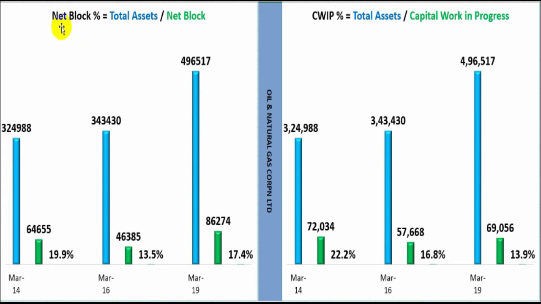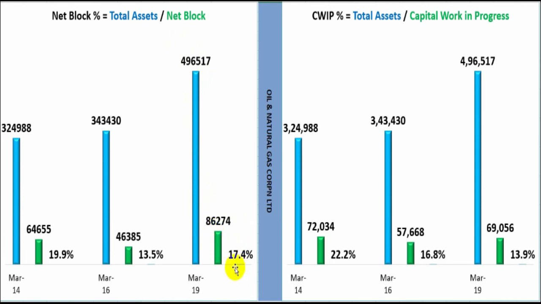Let us look at how much is the total fixed assets of the company, and as a percentage of total assets how much it is occupying. In March 19, the company's total net assets after removing depreciation was 86,000 crores. Of the total assets of 4,96,000 crores, 86,000 was occupied by fixed assets, that is land, machinery, plant, building and so on.